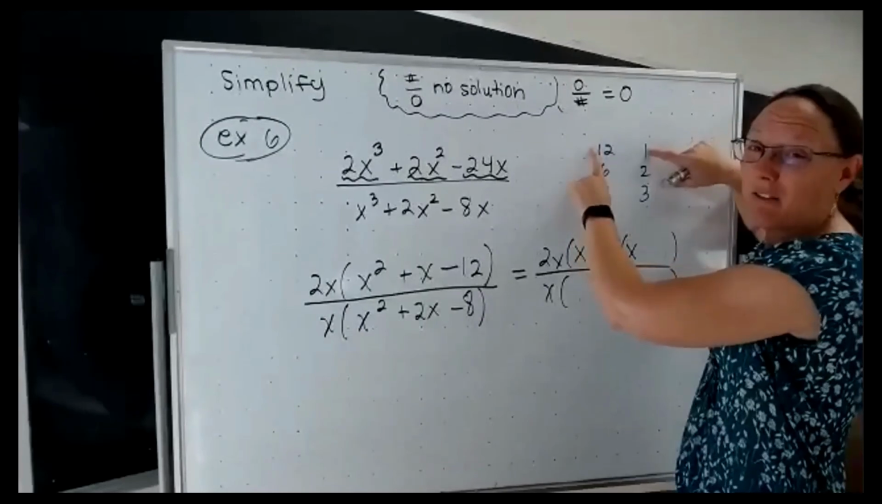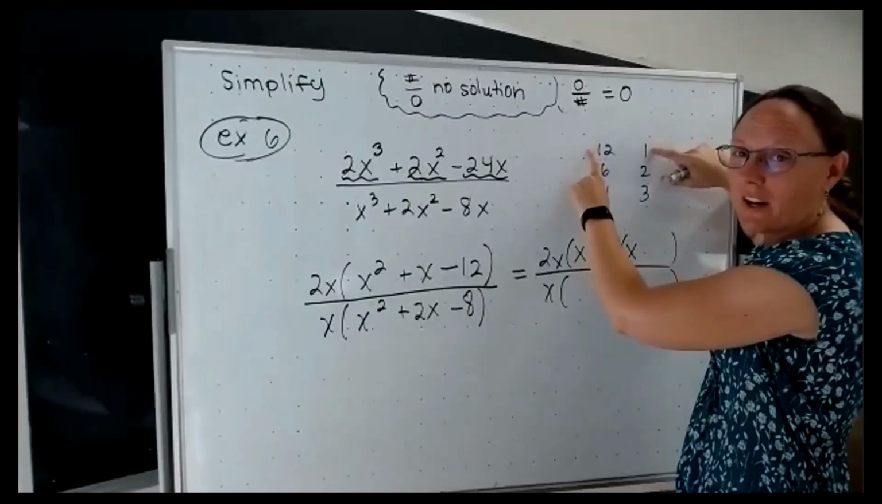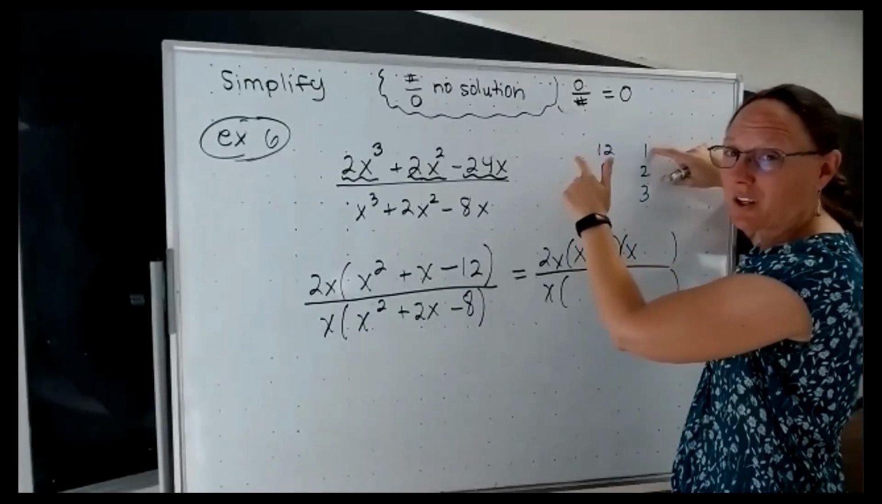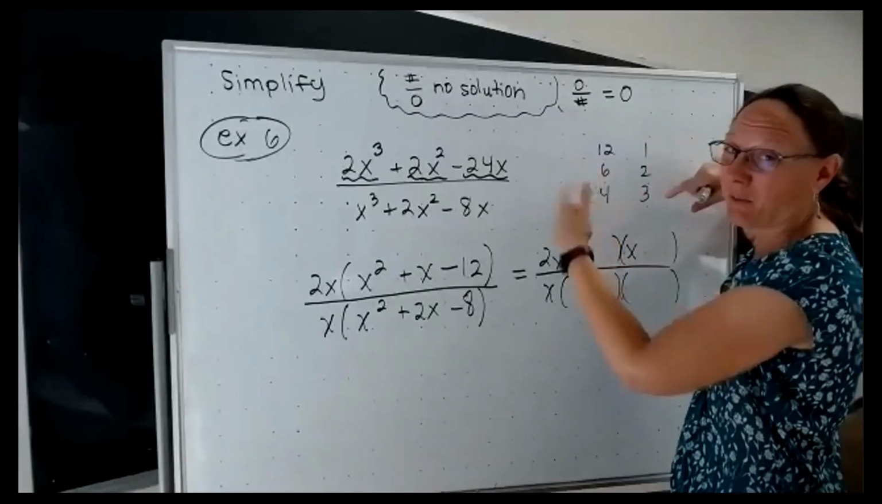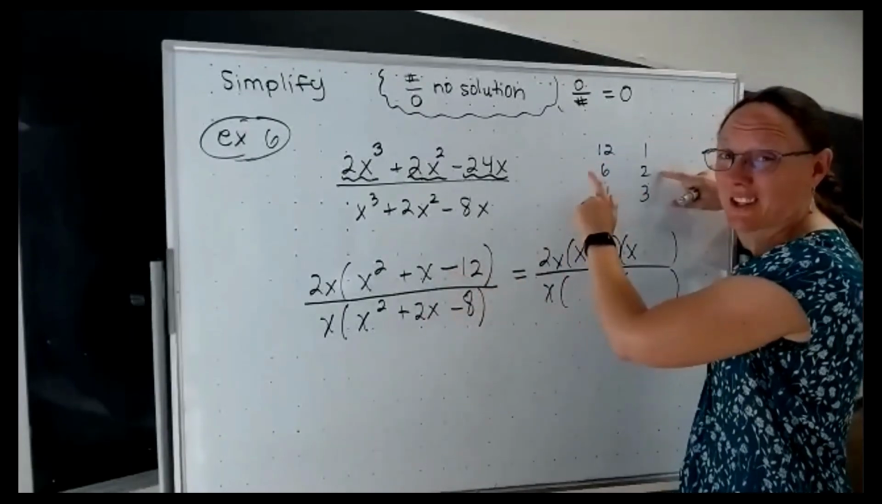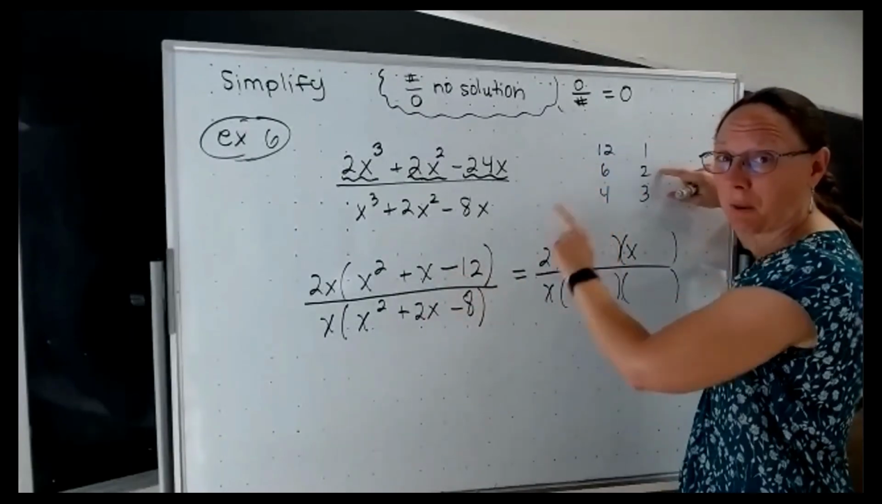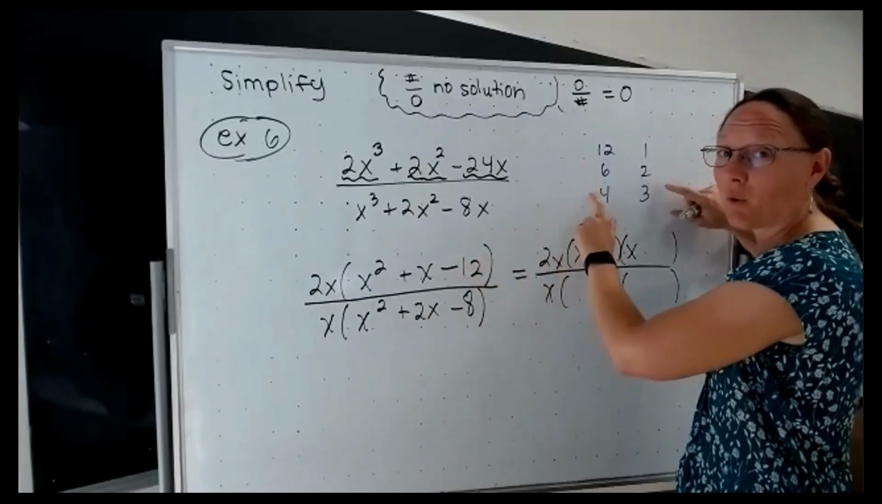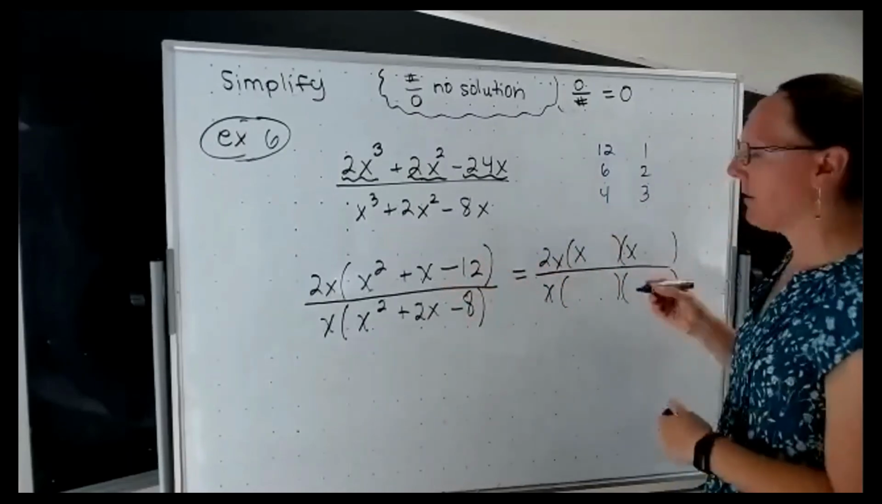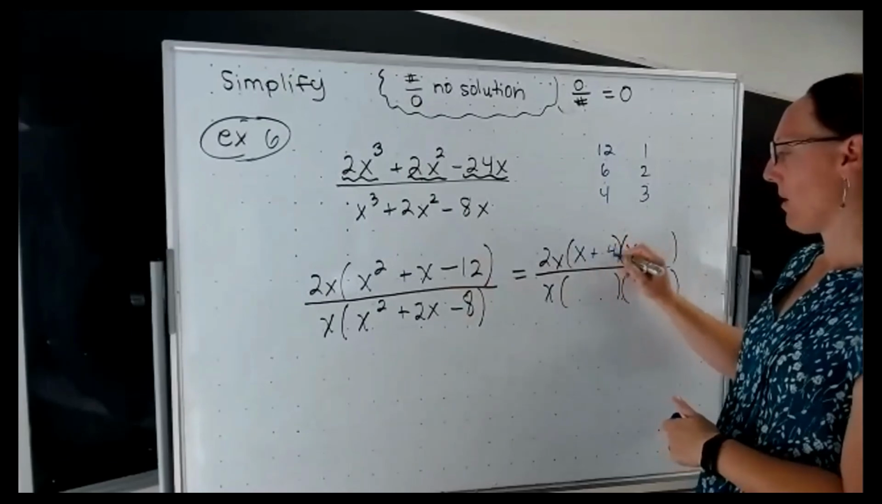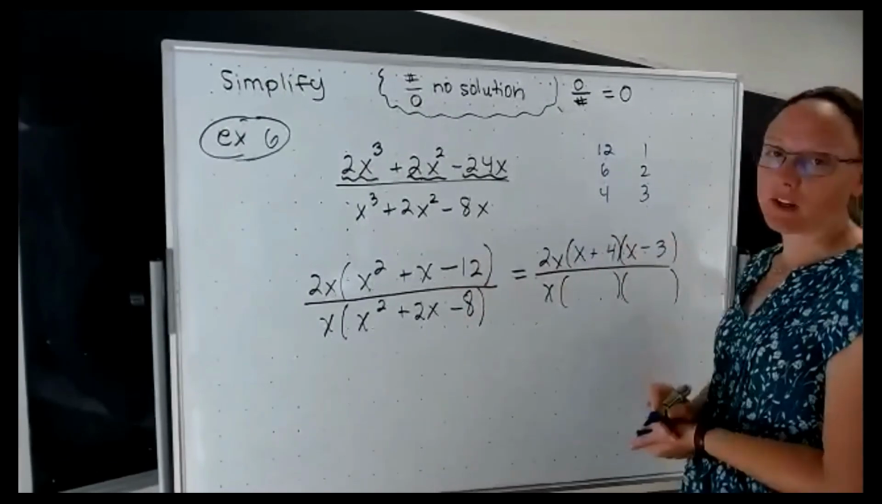can I get to a positive x? Well, with 12 and 1, with a 12x and a 1x, I could make a 13 or an 11, but I can't make a 1. With a 6 and 2, I could make an 8 or a 4, but I can't make a 1. With a 4 and a 3, I can make a 1. I just need my 4 to be positive and my 3 to be negative.